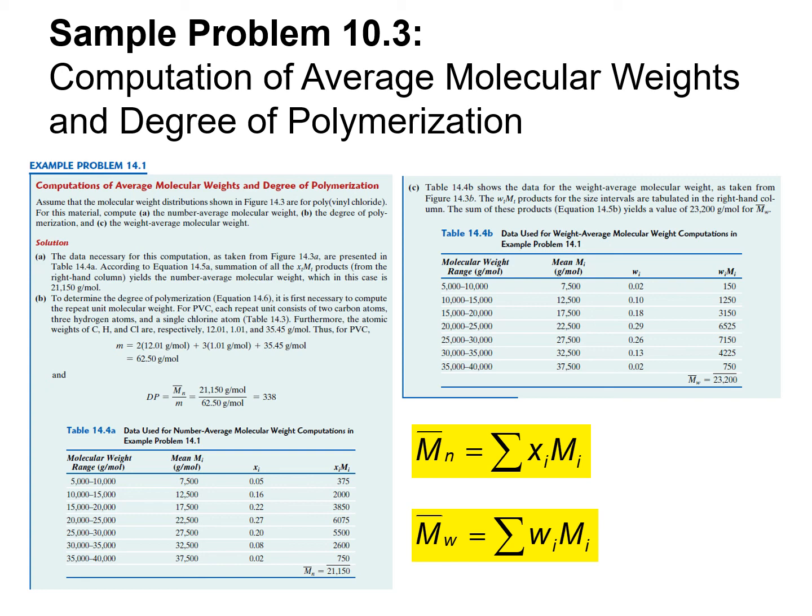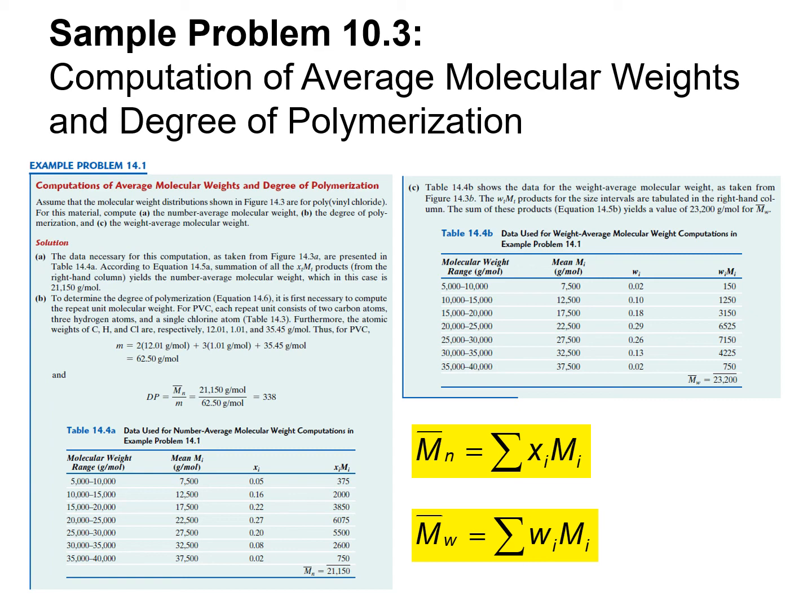On the computations of average molecular weight and degree of polymerization, we have to assume that the molecular weight distribution shown in figure 14.3 is for PVC. And for this material, we want to compute the number average molecular weight and the degree of polymerization, as well as the weight average molecular weight. So we need to recall the equations for each one of these. So A is to solve for the number average molecular weight. This will be the formula that we'll be referring to.